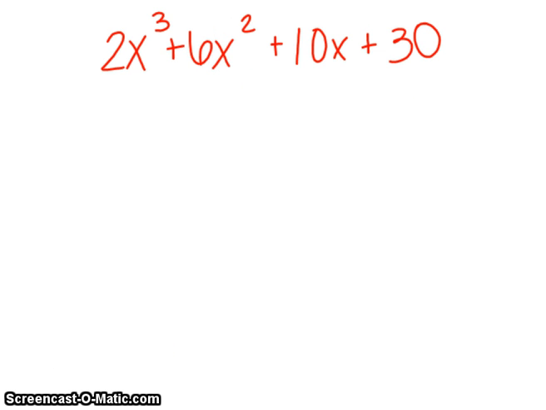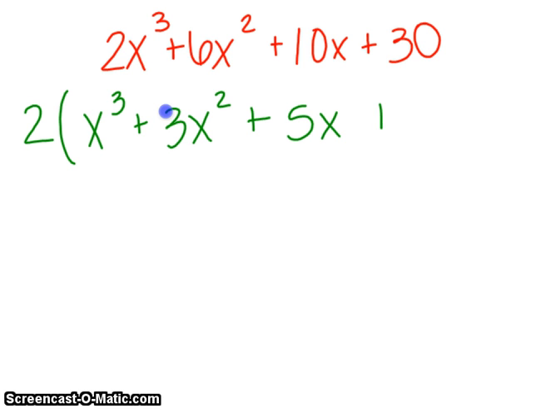If we have 2x cubed plus 6x squared plus 10x plus 30, one of the first things you need to ask yourself is, can I make this a little bit easier? And one way to do that is by factoring out a greatest common monomial factor. So I can see just from glancing at this that each one of these terms has a 2 in common. So I'm actually going to factor out that 2 first. So we can deal with x cubed plus 3x squared plus 5x plus 15. So now we're going to work with this problem.